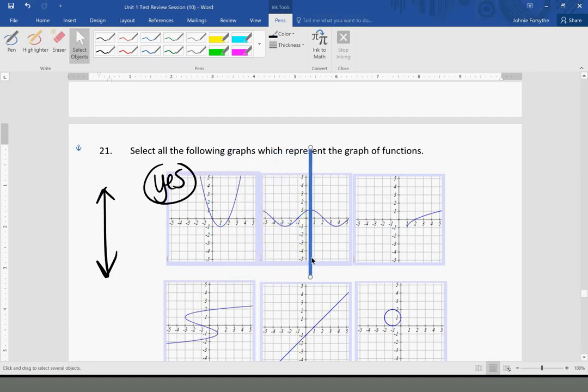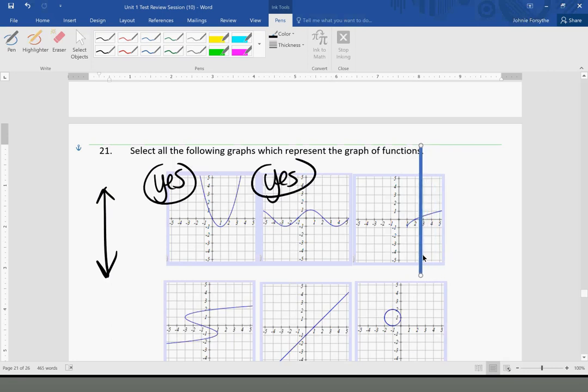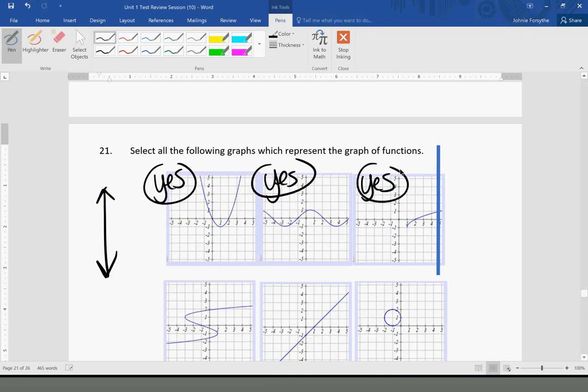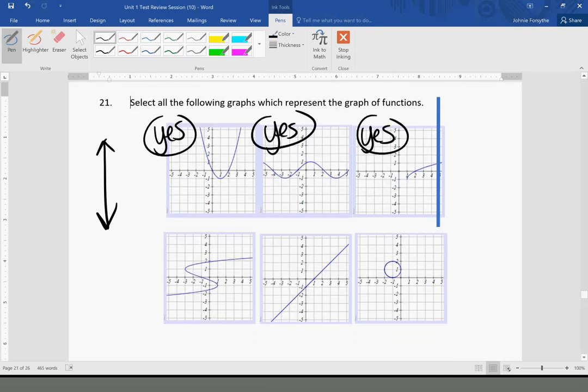All right, that's like a sine or cosine function. No matter where I am along the graph, it's not crossing it more than once. So this one would also be a yes. Okay, the next one, the graph is here. It never crosses that vertical line more than once. So this is a function. Let's look at the next one.